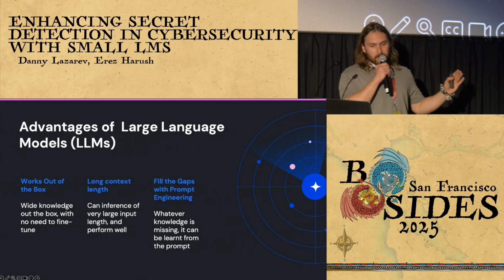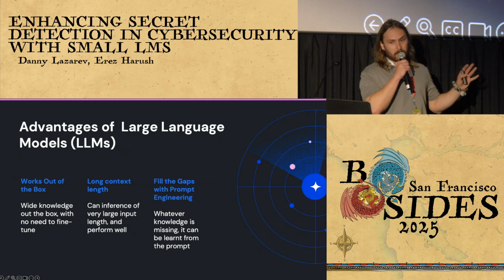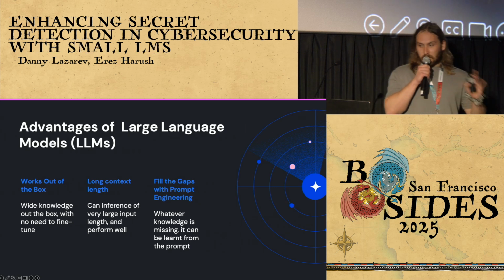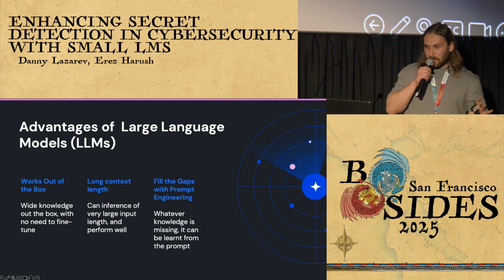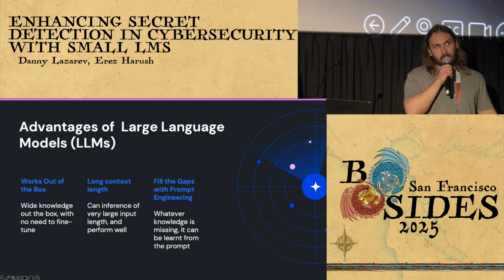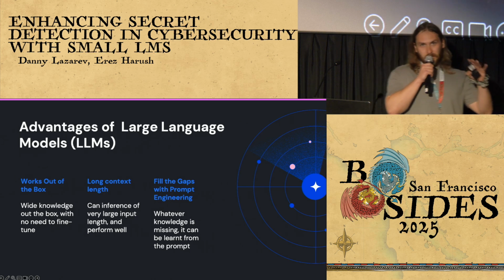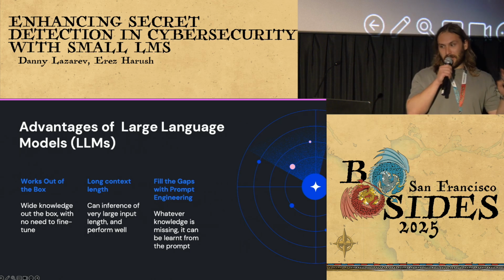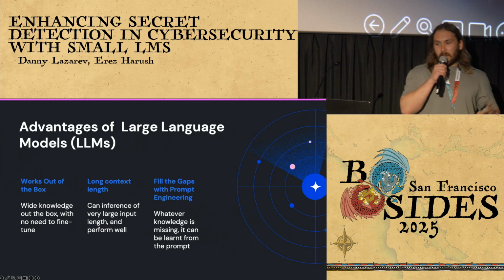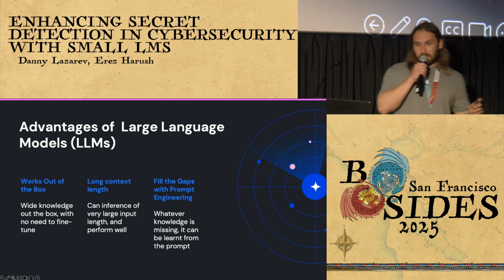So if we're talking about large language models, what are the advantages of using them? It's very clear, but let's talk about them. They work out of the box. The amount of knowledge they hold is often unbelievable. Even with basic prompt engineering, they can perform every task very well. Also, they support very long context length. This is important in our field because I'm sure all of you have seen code files that have more than 1,000 lines. And also, if there are things they don't know or are not familiar with, with prompt engineering you can fill in the gaps and teach it on the go things that it doesn't know.